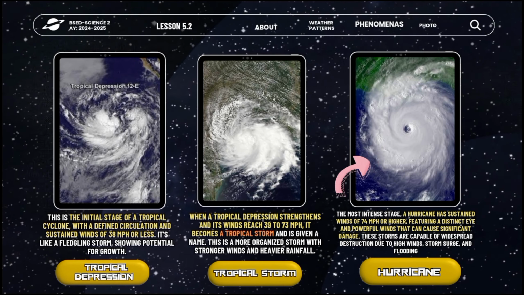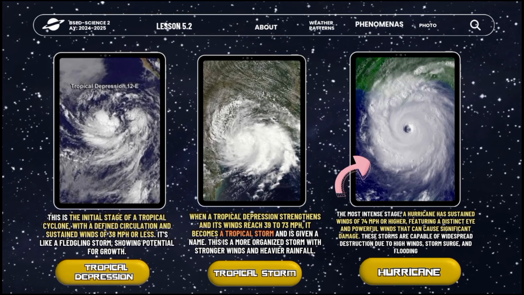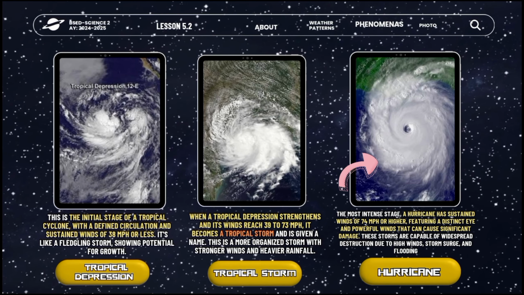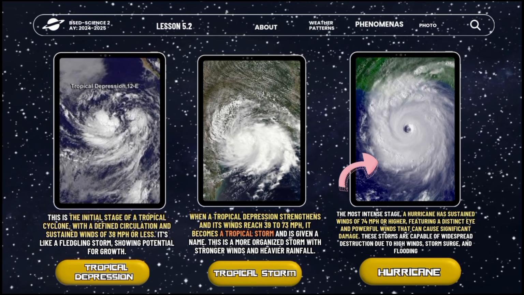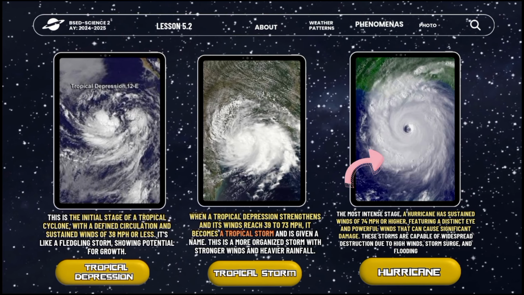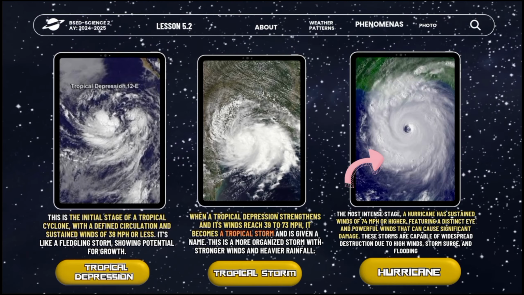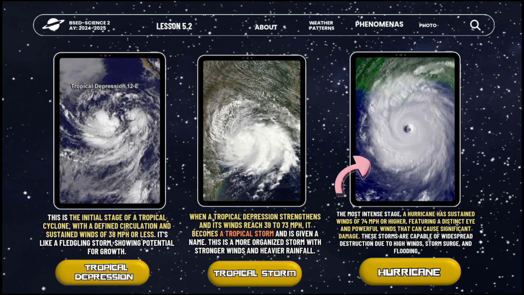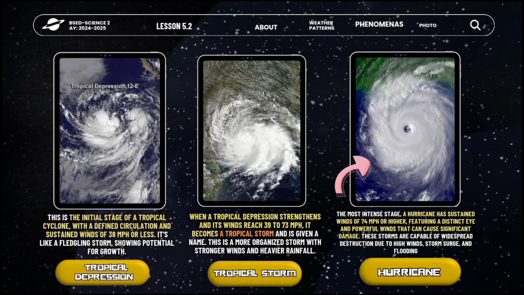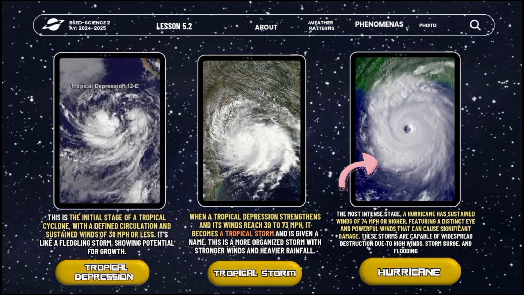And lastly, this picture is the most intense stage. A hurricane has sustained winds of 74 miles per hour or higher, featuring a distinct eye and powerful winds that can cause significant damage. These storms are capable of widespread destruction due to high winds, storm surge, and flooding. So this picture is called a hurricane.